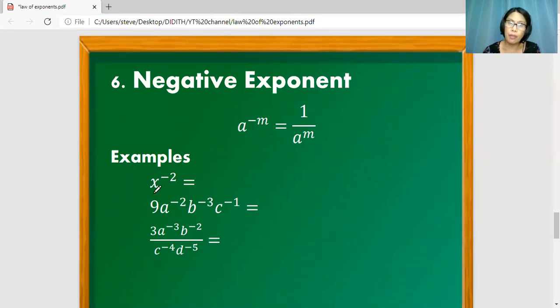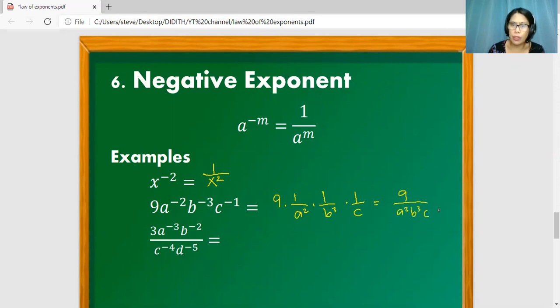So in the first example, x to the negative 2. So the reciprocal of x is 1 all over x. So we have 1 all over x squared. Okay. So A, B, C have negative exponents. So we will get the reciprocal. This is actually 9 times 1 all over A squared times 1 all over B cubed times 1 all over C. And this is equal to 9 all over A squared B cubed C.